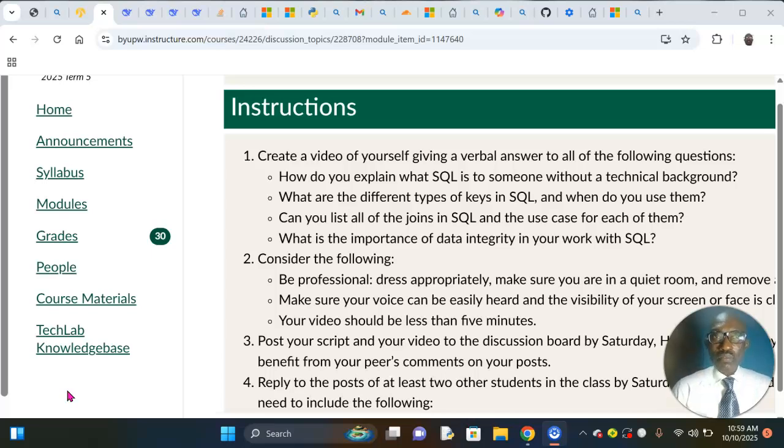Then question 4. In question 4, data integrity is absolutely critical. It is the assurance that data is accurate, consistent, and reliable throughout its entire life cycle. In my work, it's not just a technical requirement, it's the foundation of trustworthy analysis. Without data integrity, any insight, reports, or machine learning methods we build are fundamentally flawed: garbage in, garbage out.